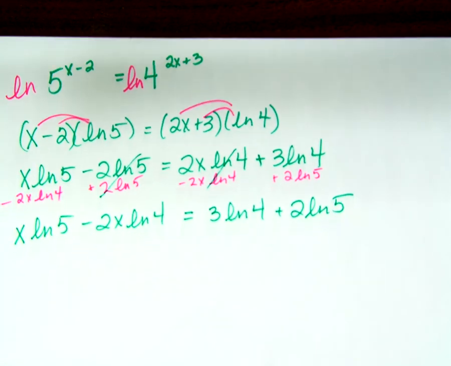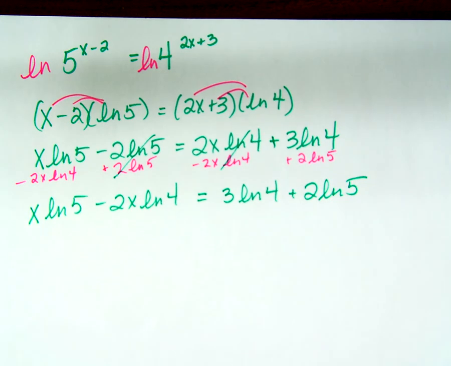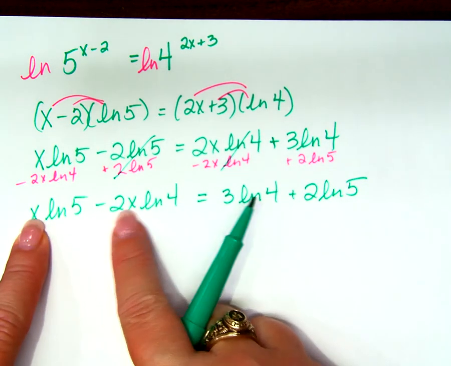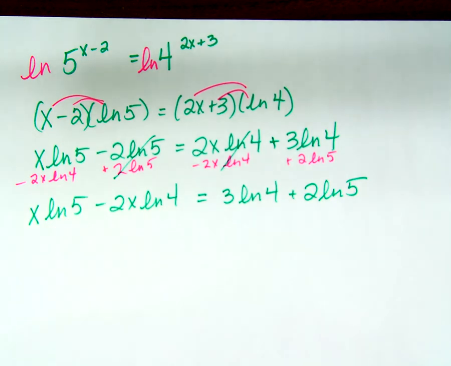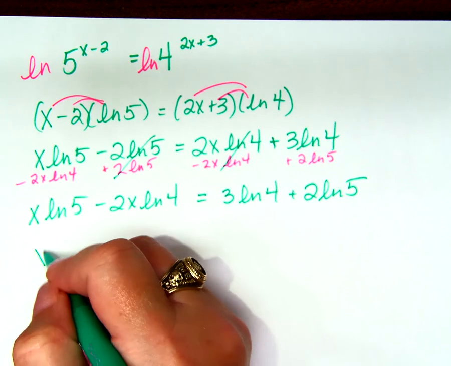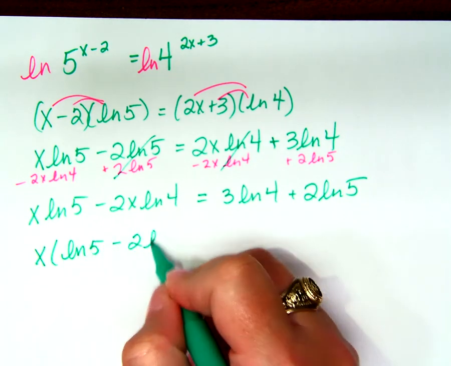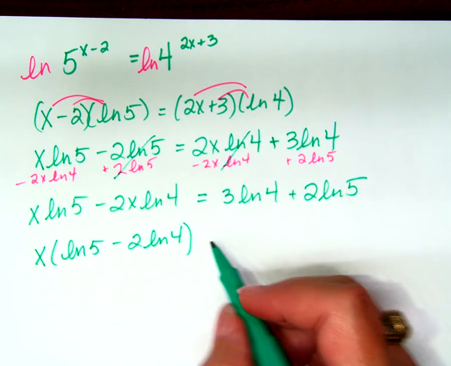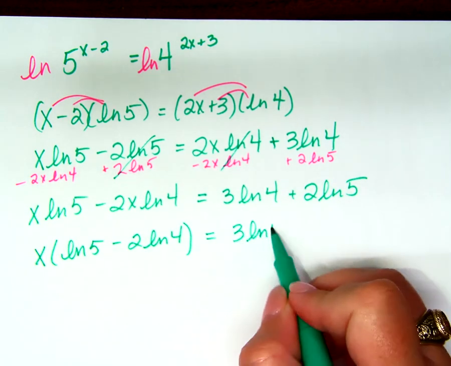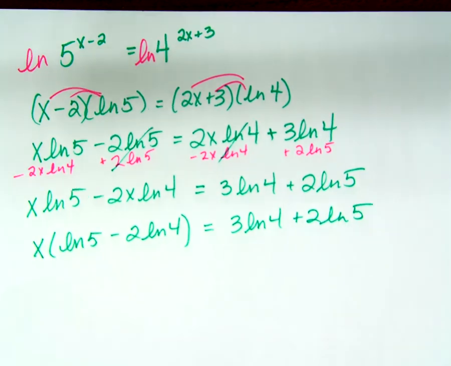Okay, so far? How do I get these x's together? Because I can't just add them together. I can't just say x minus 2x is negative x because of this whole natural log thing right here. I factor it. Okay? If I factor out an x, I get natural log of 5 minus 2 natural log of 4. Does that make sense? Equals 3 natural log of 4 plus 2 natural log of 5. Now, how do I solve for that x?